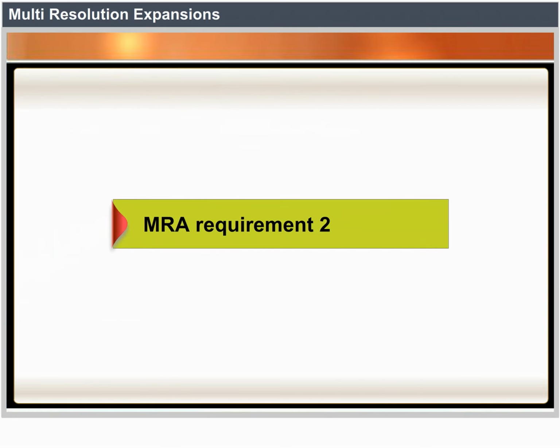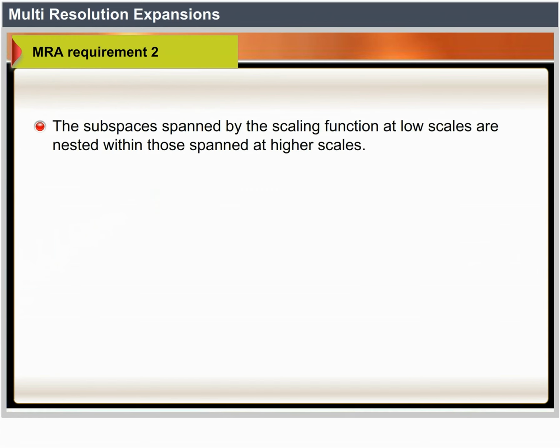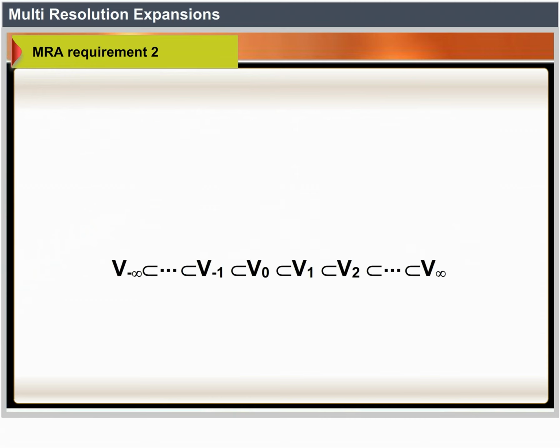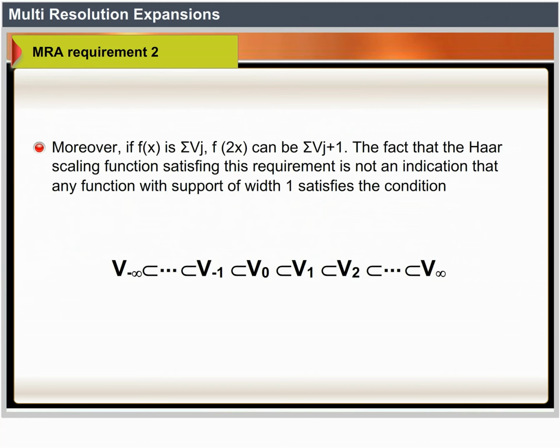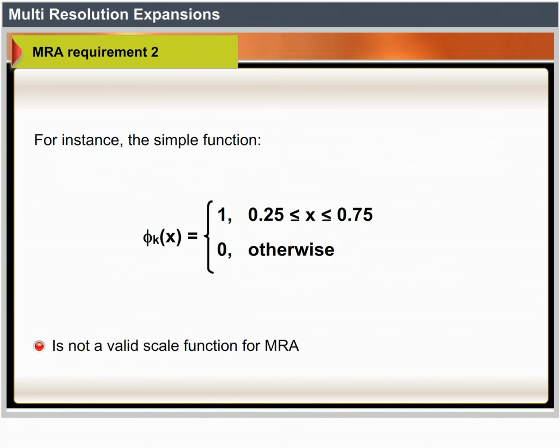MRA Requirement 2: the subspaces spanned by the scaling function at low scales are nested within those spanned at higher scales, as shown on the screen. The fact that the Haar scaling function satisfies this requirement is not an indication that any function with the support of width 1 satisfies the condition. For instance, the simple function shown on the screen is not a valid scaling function for MRA.